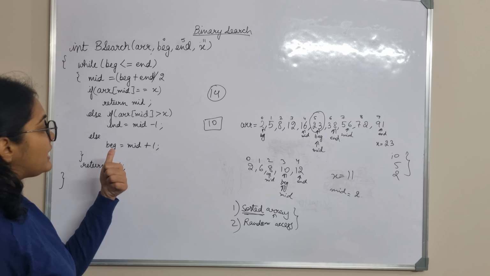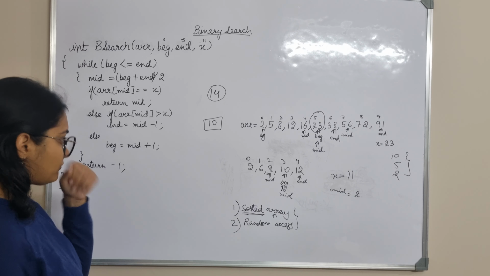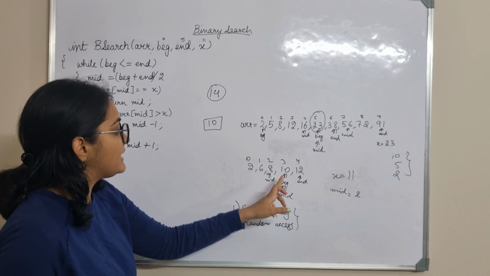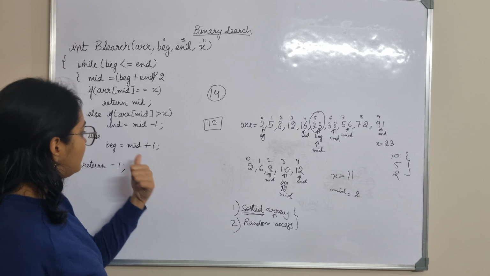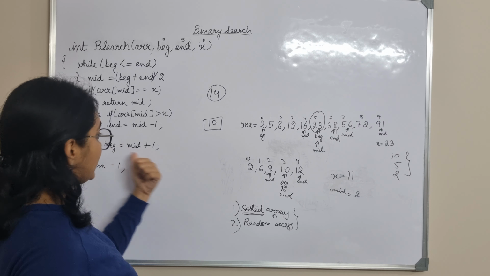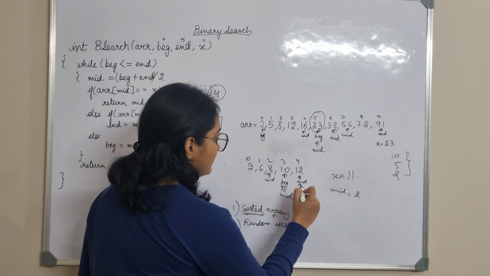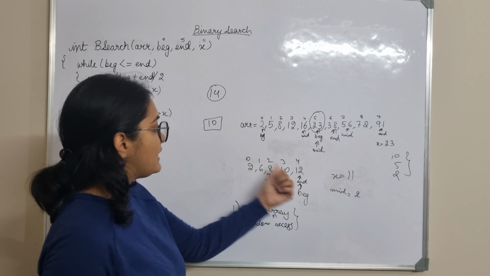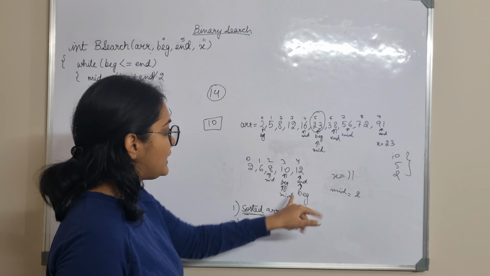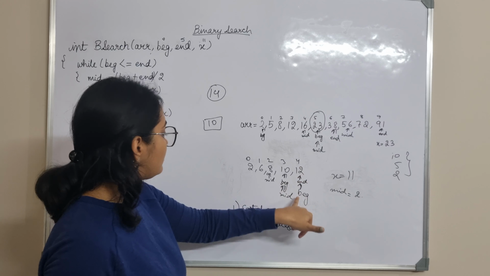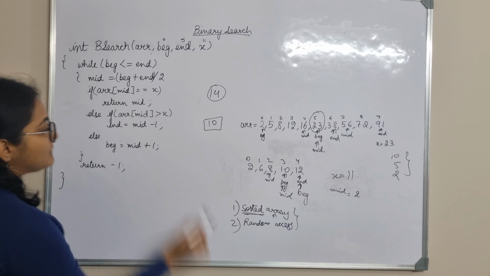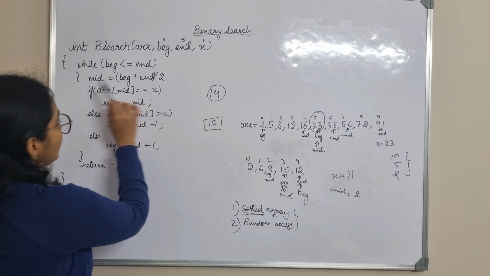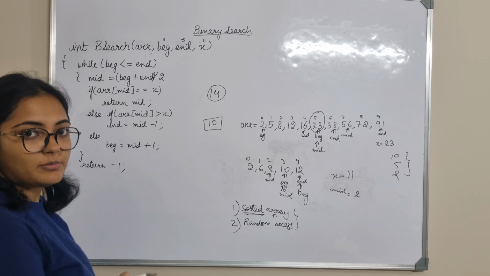What condition we are encountering here is that 10 is not greater than 11. That's why beginning is equal to mid plus 1. Now beginning is here, right? Because we are seeing 10, now where should 11 be? On the right side, right? So we increased beginning to mid plus 1. Now again, is beginning less than or equal to end? Yes, 4 is less than or equal to 4. So mid is equal to beginning plus end by 2. So 4 plus 4 by 2 is 4.